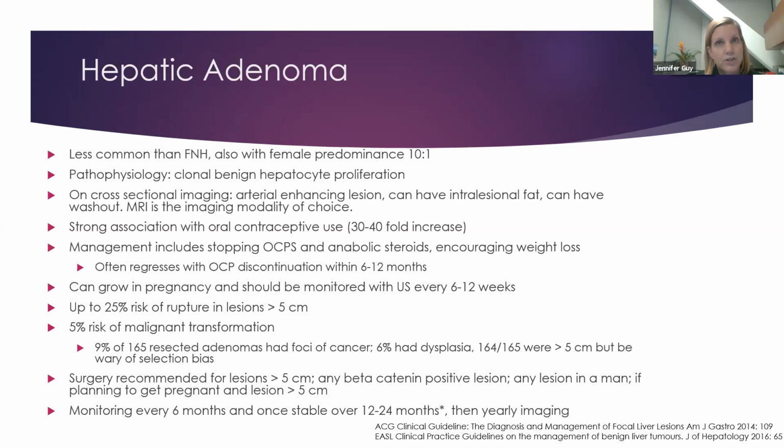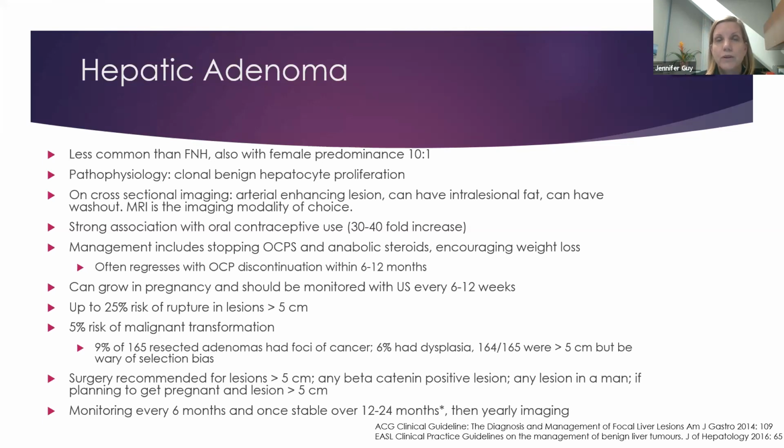Any beta-catenin lesion, which I'm about to outline, regardless of size, is recommended to be removed. Any lesion in a man, because the risk of malignant transformation is much higher for men, maybe all the way up to 40%. And if a woman is planning to get pregnant, has stopped her birth control, has not had regression of her lesion, and it's over 5 centimeters, we have a serious discussion about resection prior to proceeding.